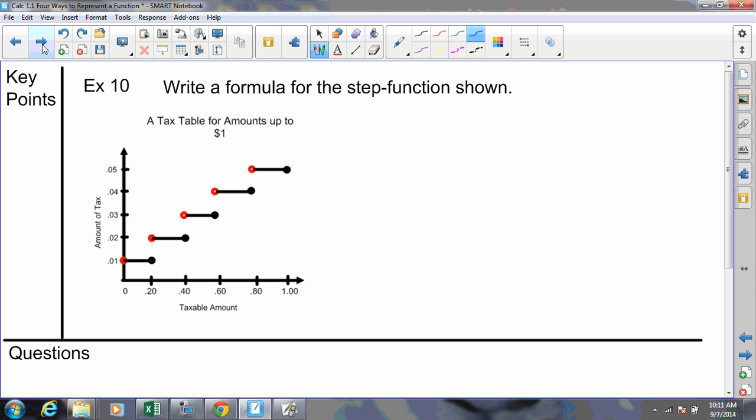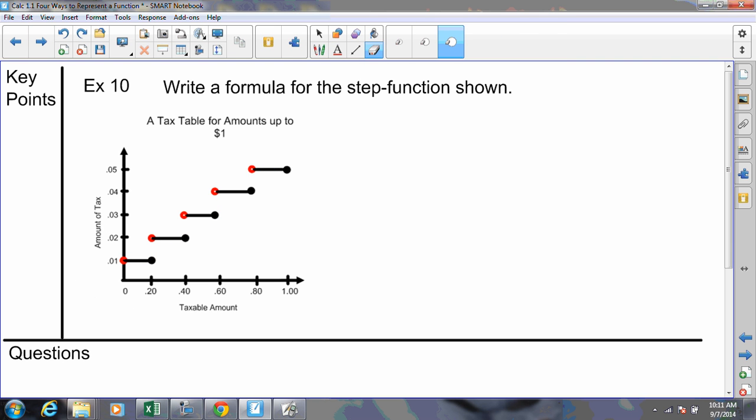Example 10. Write a formula for the step function shown. Okay, you notice how each time we have a different gap. Each one of these pieces, each one of these lines for the step function, is going to be a different line in a piecewise function. And remember, it's called a step function because if you were allowed to connect the vertical, it basically looks like a set of steps.